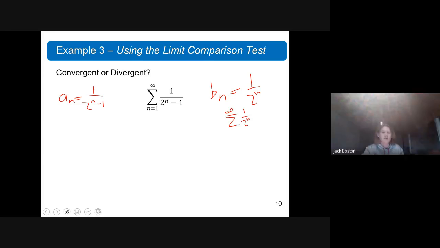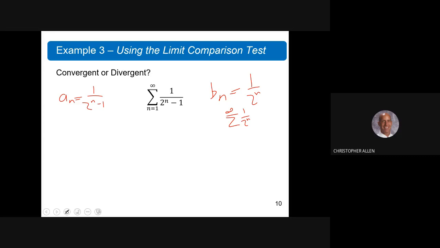That it's geometric and it converges. It is a convergent geometric series, right? This converges because it is a geometric series with r less than 1. Agreed? Everyone's good? So here we go.